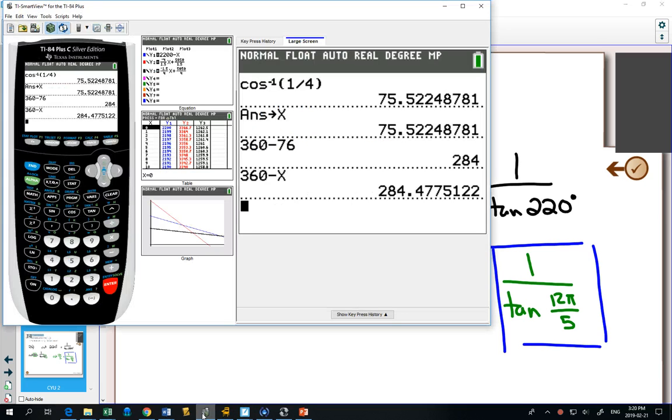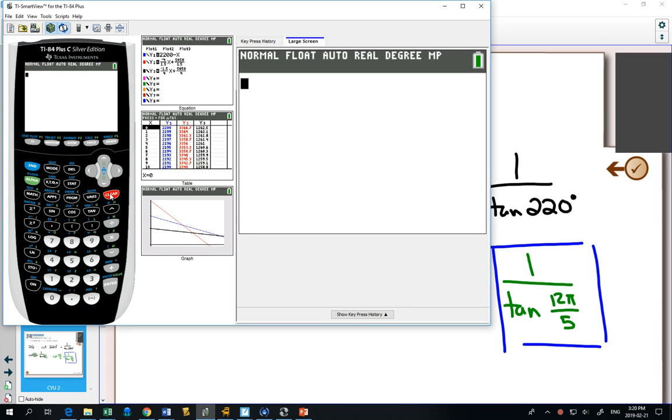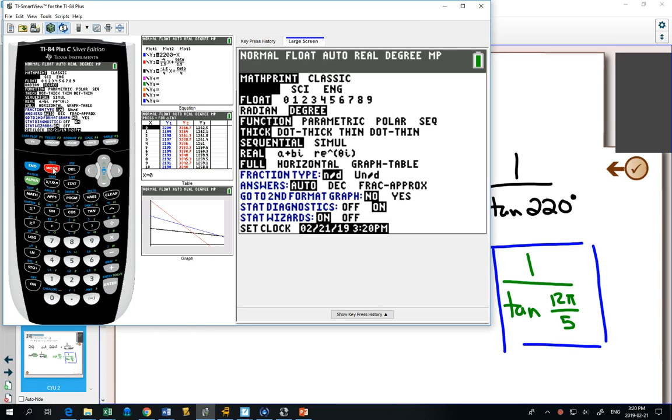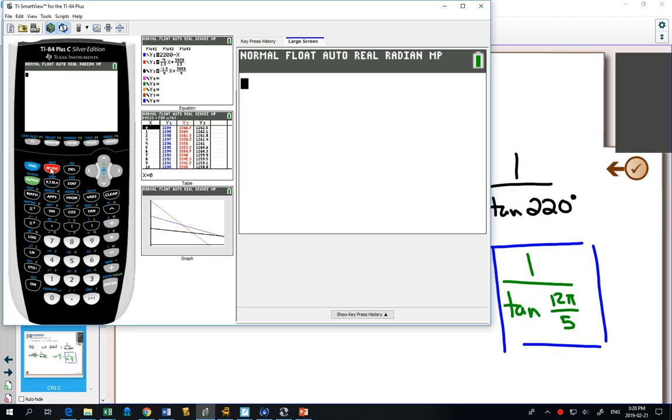So I bring up my calculator. And the first thing I need to do is, since my angle is in radians, I need to tell my calculator that I'm in radians. So I go to my mode button, and currently degree is highlighted, so I need to go down to radian and highlight radian instead. You're going to have to often, if one question is in degrees, switch to degrees. Next question's in radians, switch to radians. You're going to have to be able to go to your mode button and switch between radians and degrees often.